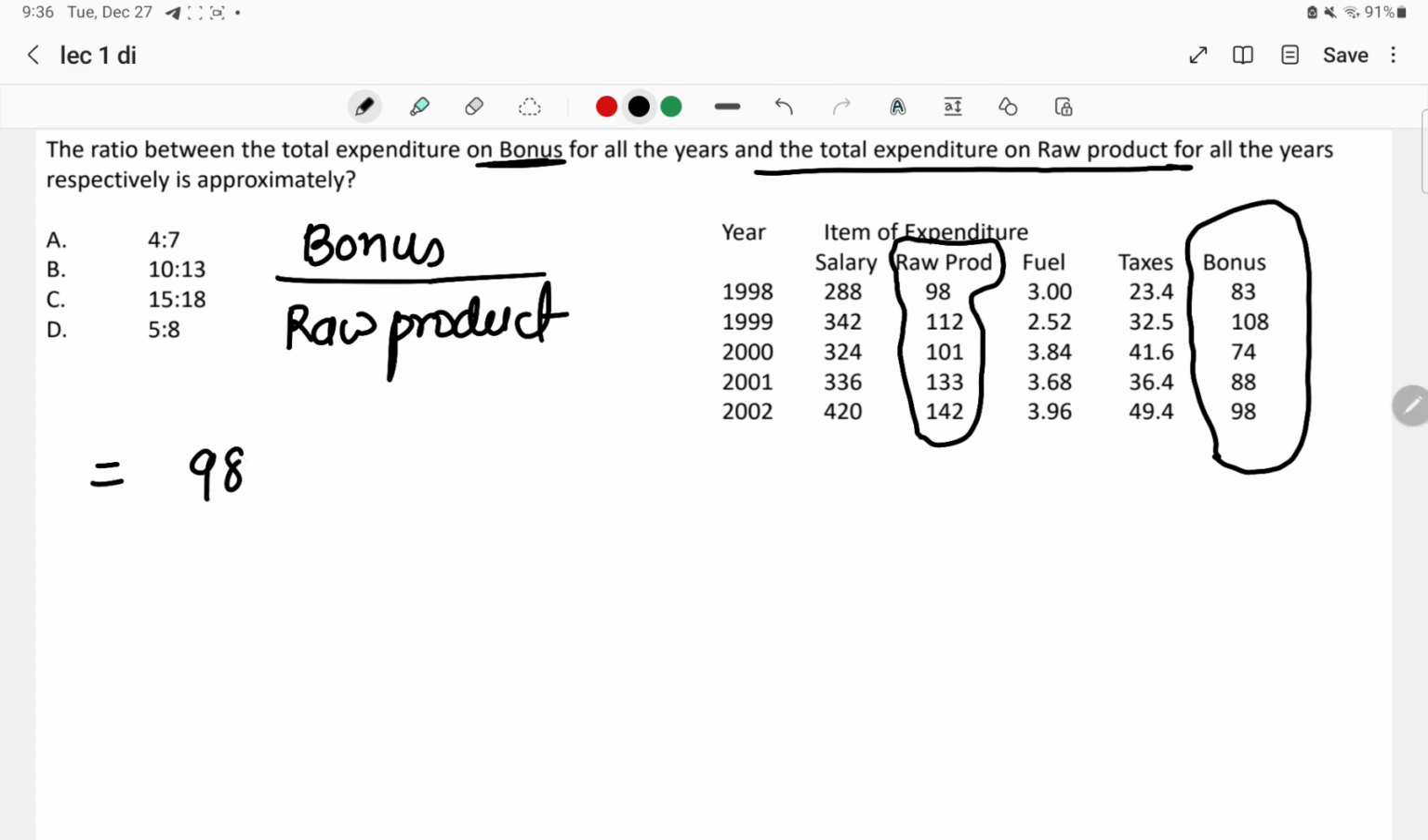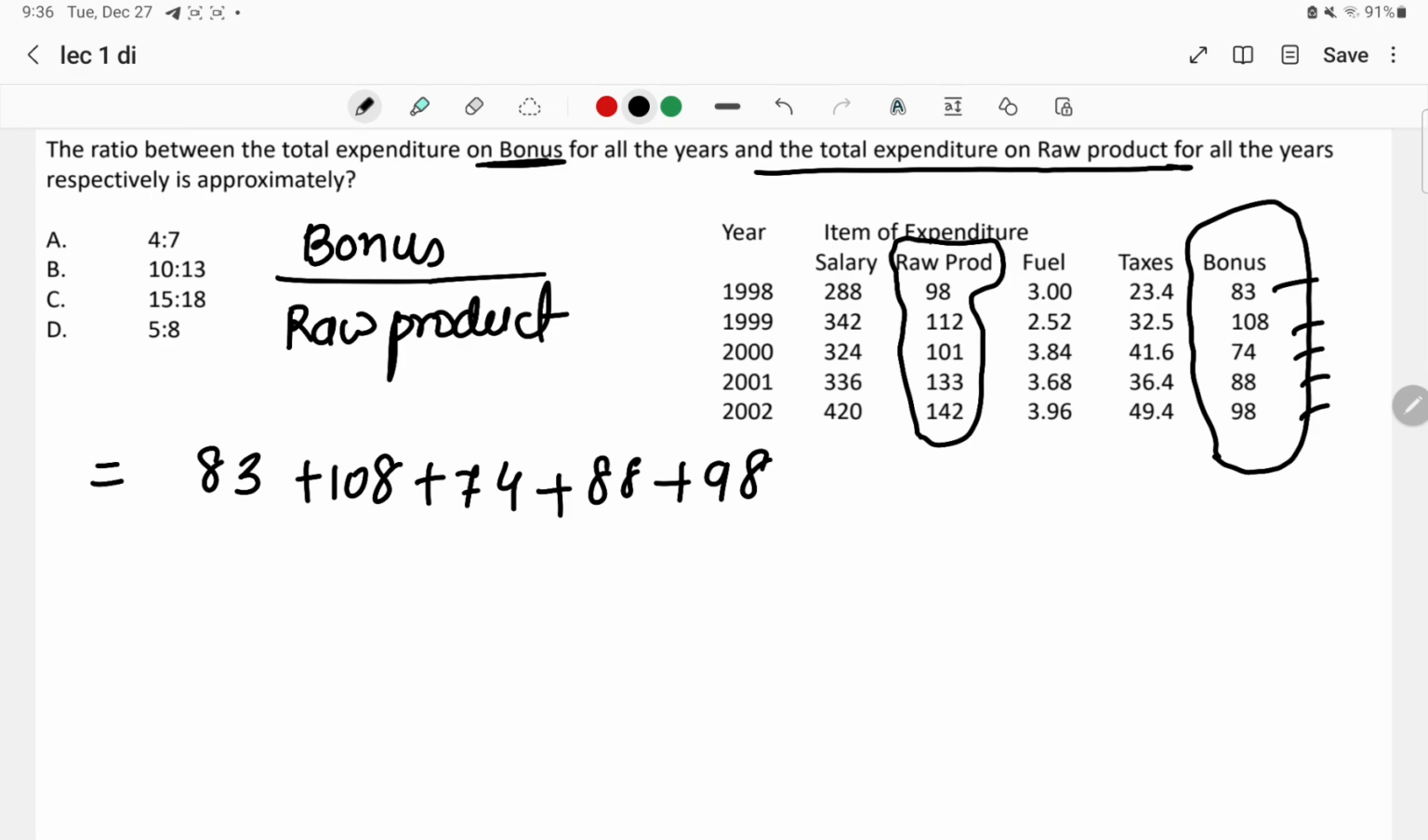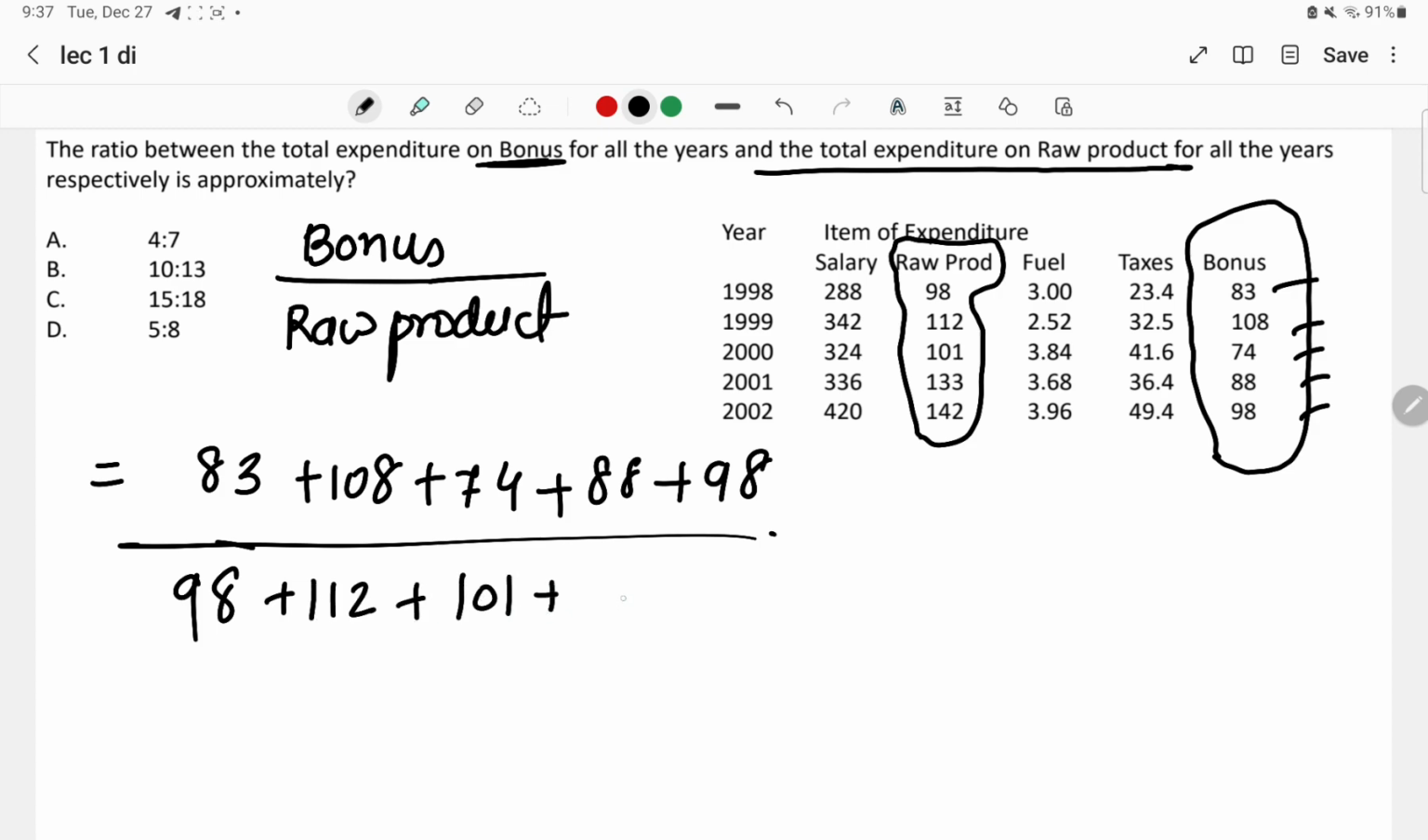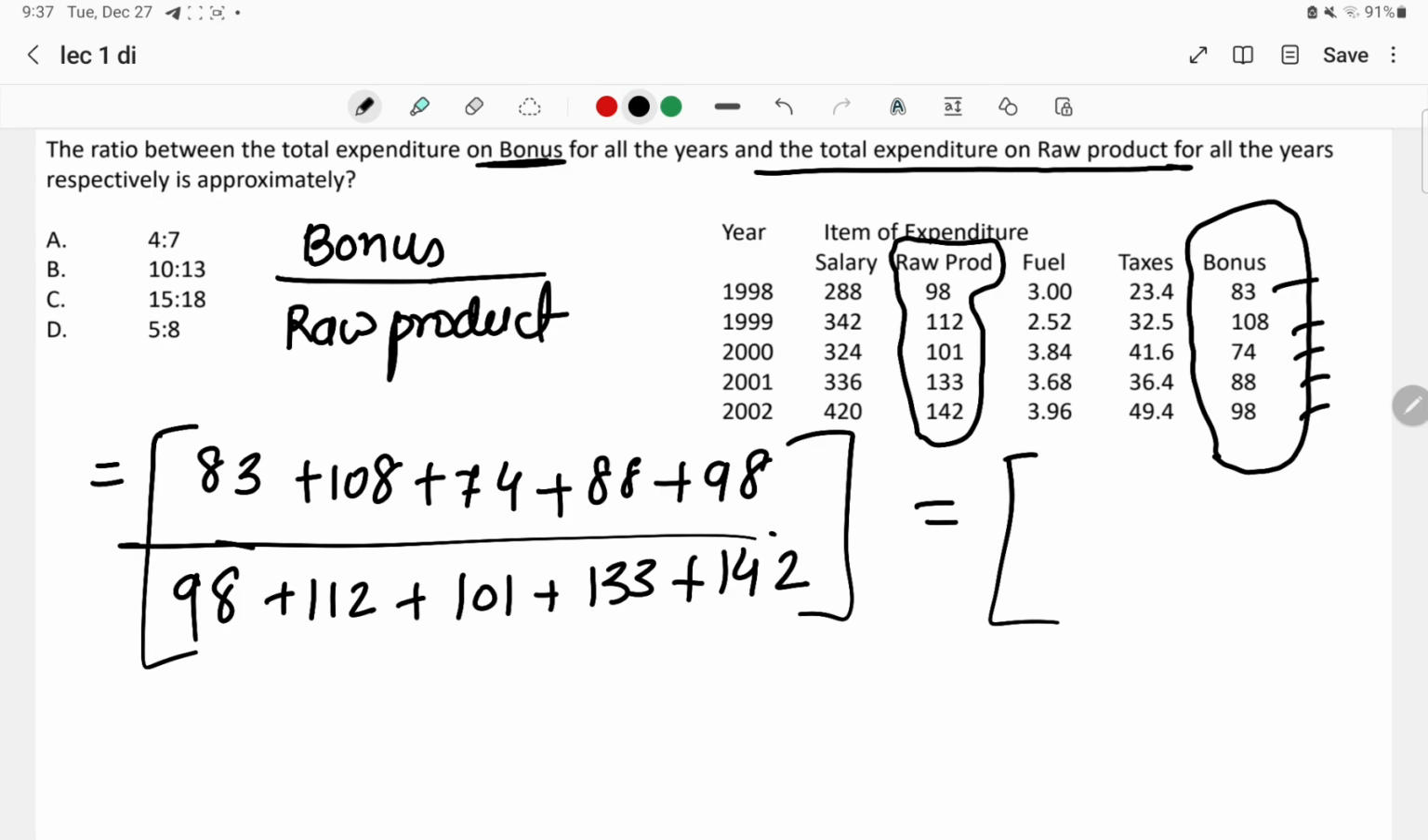We can take the summation of all the bonus, that is 83 plus 108 plus 74 plus 88 plus 98. This is the expenditure done on the bonus over the years, divided by 98 plus 112 lakh, 101 plus 133, and all these values are in lakh. Keep in mind, whenever you are solving the question, just try to understand that the values are given in which quantity. Okay, तो यहाँ पे 83 plus 108 plus 74 plus 88 plus 98 किया.